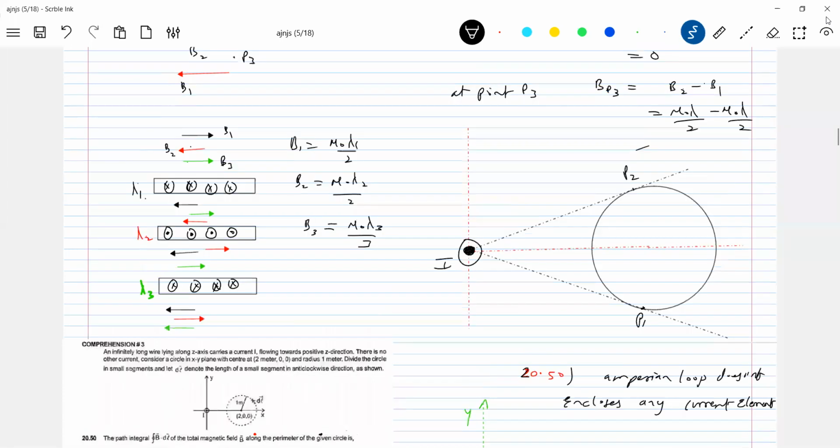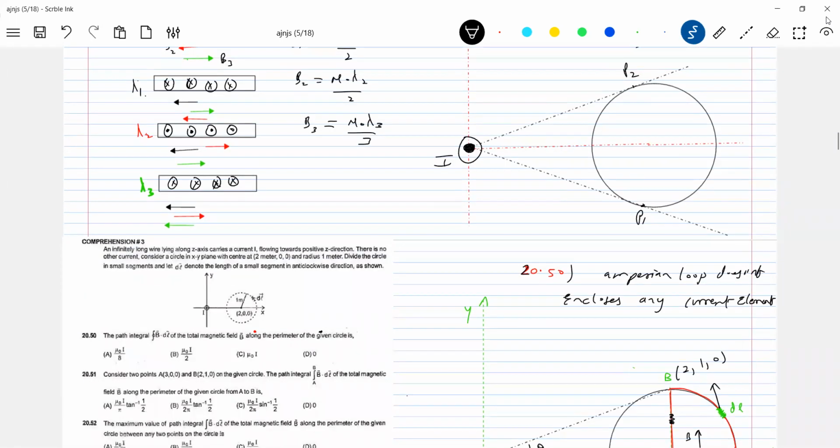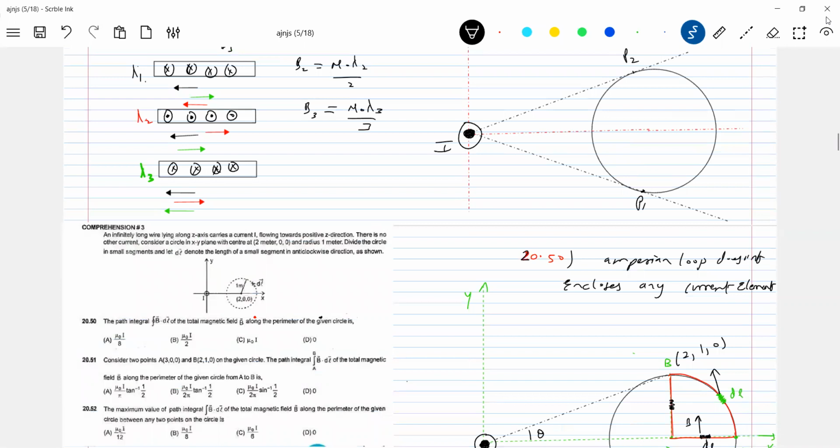The meaning of the question: the maximum value of path integral of b bar dot dl of the total length will be along the perimeter of the given circle between any 2 points on the circle. So where is the path? Now there's a path which I'm going to take here. So when will it be maximum? When the line joining P1, P2 should be tangent to the circle. There's a circle.